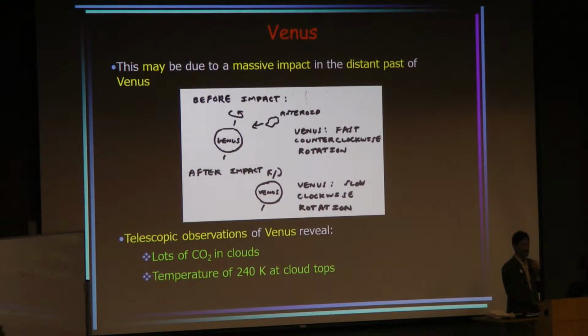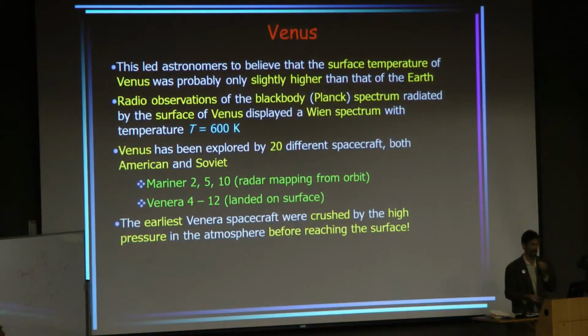And it was known that there's a lot of carbon dioxide in the clouds, but there's no problem with that because we know carbon dioxide is associated with plant life. So it was thought for quite a long time that the surface temperature on Venus was probably just a little higher than Earth's surface temperature.